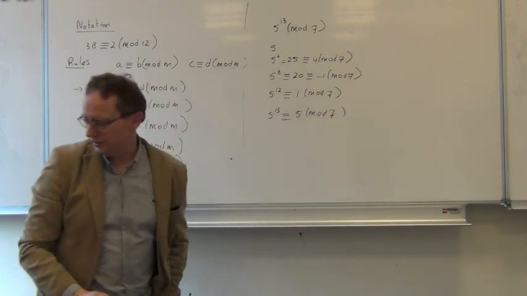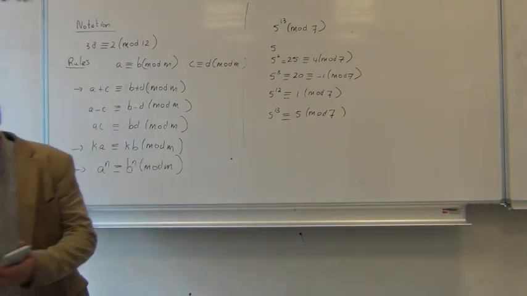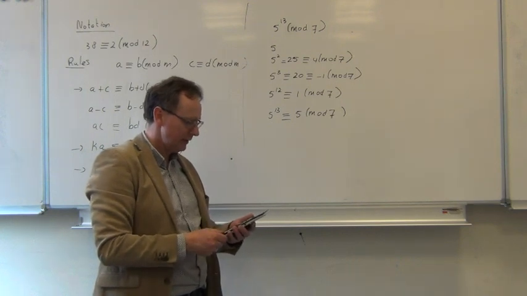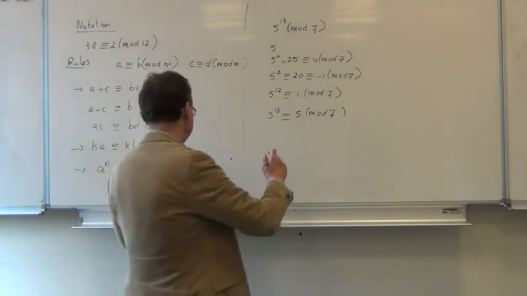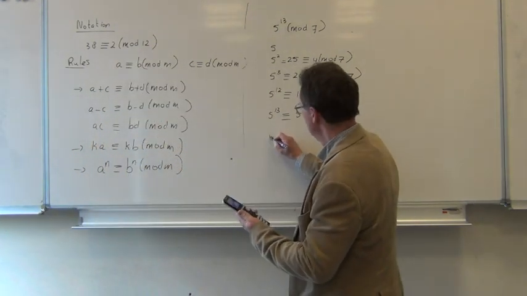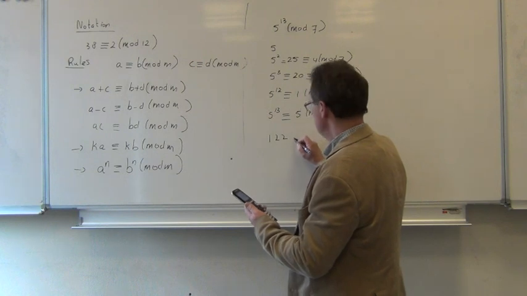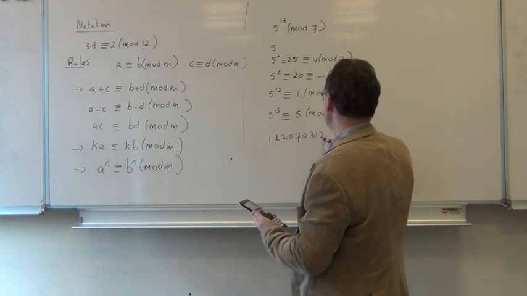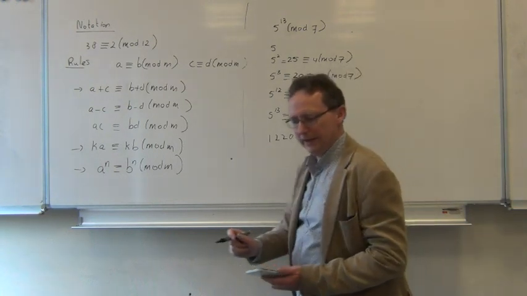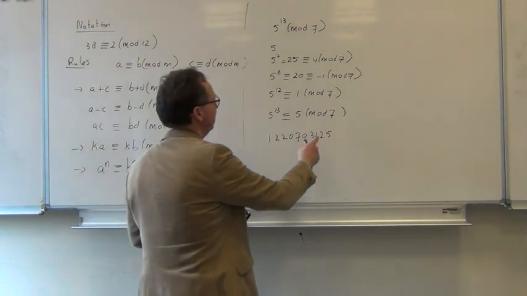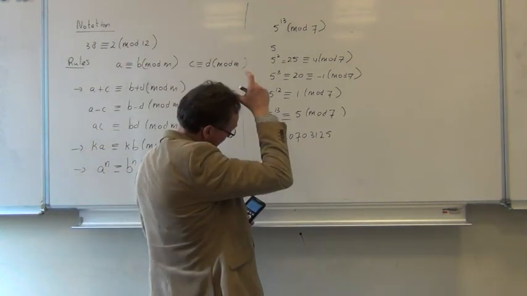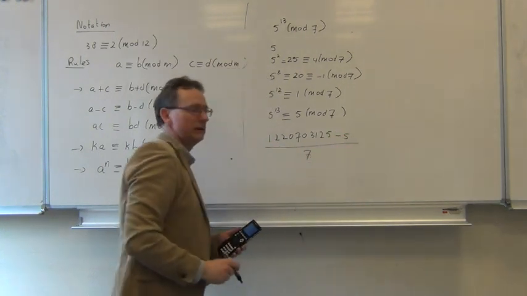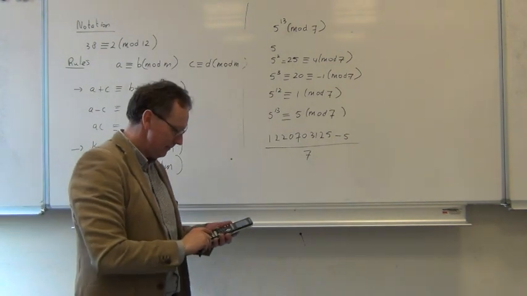And well, if you're really curious, your calculator will probably confirm that. We didn't make a mistake. 5 to the power 13. It's a huge number. 1,220,703,125. Okay, so apparently if you divide by 7, the remainder should be 5. So if I subtract 5 and I divide by 7, we should have an integer. Do you agree? Okay, let's just try.